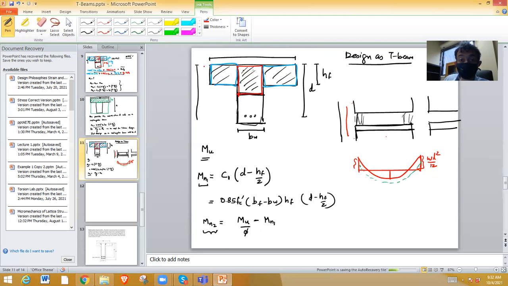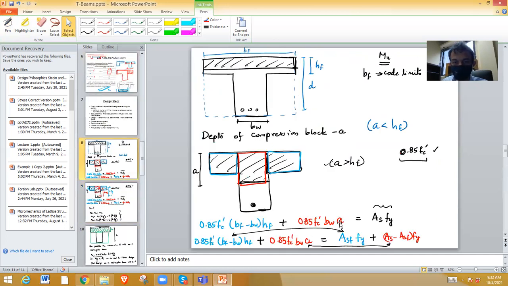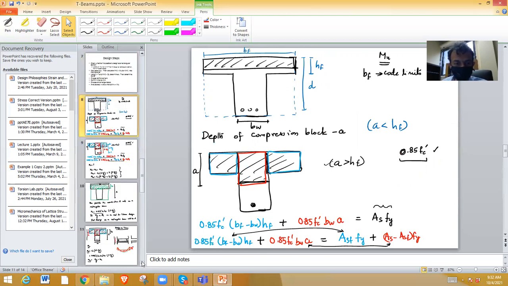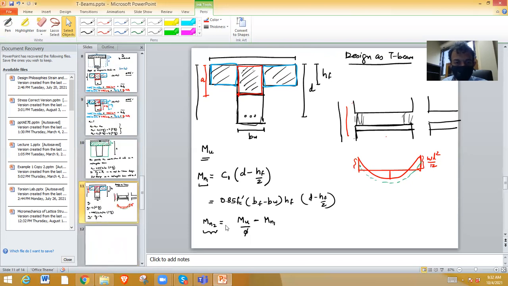Now this is A, right? The depth of this compression block. Now A will also be used to calculate the depth of the neutral axis. So for the overall beam also, this A is valid. If you have any doubt, I will explain this later. That just comes if you look at the overall equation. This A that you have is the true A. That means this A can be used to calculate the neutral axis C.